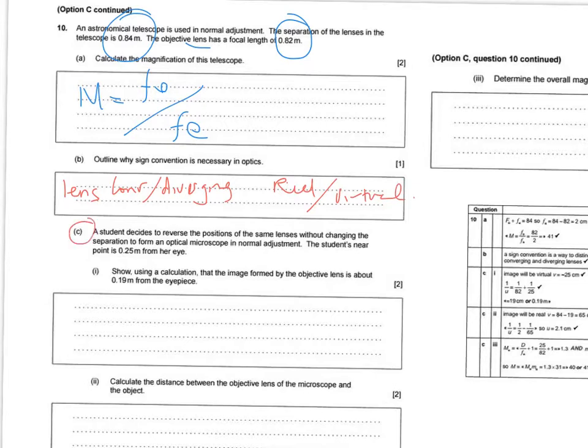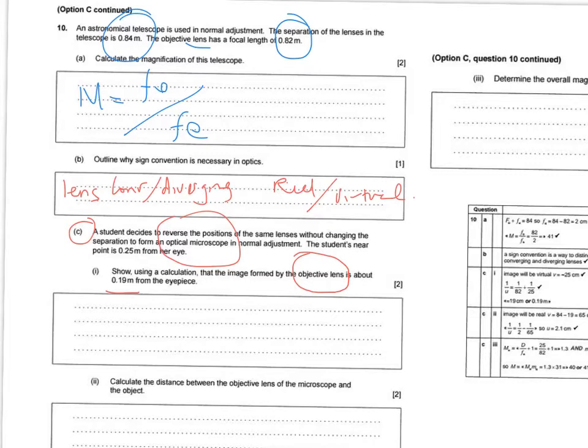Part C. A student decides to reverse the positions of the same lenses without changing the separation to form an optical microscope. So you go from telescope to microscope. The student's near point is 0.25 meters from her eye. Show using a calculation that the image formed by the objective lens is about 0.19 meters from the eyepiece.